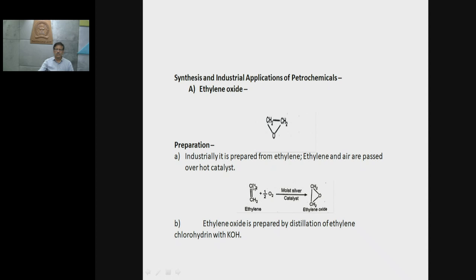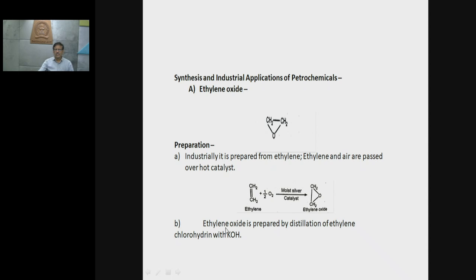So this is CH2 double bond CH2, ethylene, plus half O2 over moist silver catalyst. There is a formation of ethylene oxide. So this pi bond is broken and this oxygen is bonded to both carbons.